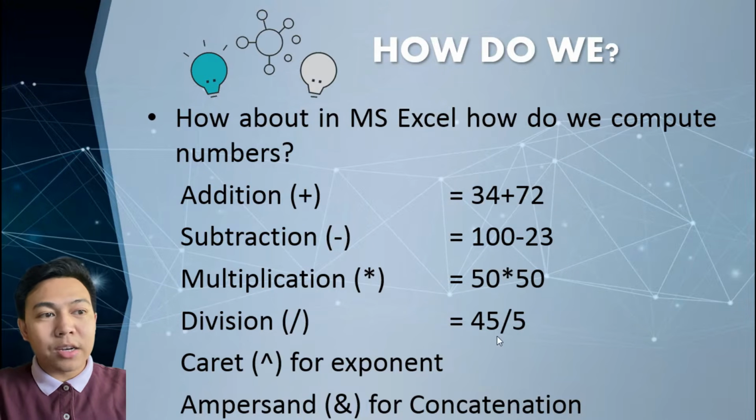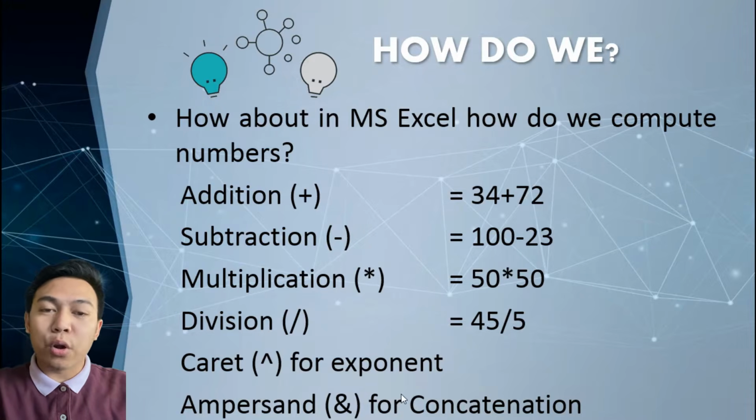We also have the slash for division. That's 45 divided by 5. And for exponent, we use the caret sign. For concatenation, we use the ampersand sign. Concatenation is used for merging numbers or letters into one. So basically, these are the symbols used in MS Excel. And when we are computing numbers, we always start with an equal sign.